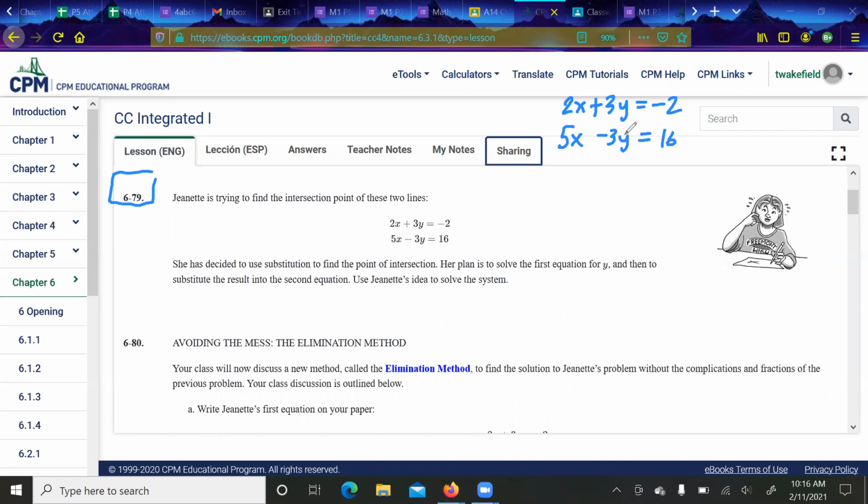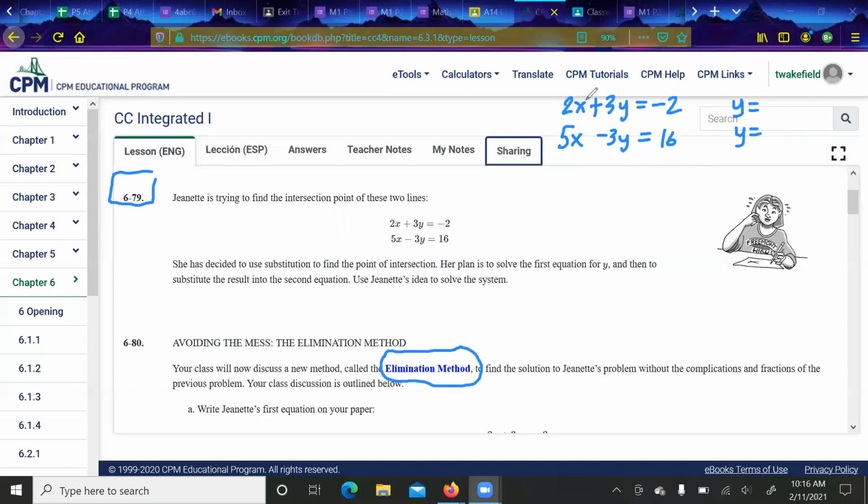We could use a substitution method to do this. Actually, we could solve this for 3y and substitute it in here if we wanted to, or we could use equal values. We can solve both of them for y equals, and then set them equal to each other. You could do that every time if you wanted to, but that sometimes is harder than what we're about to do right now.